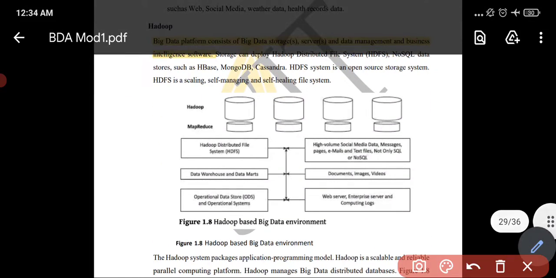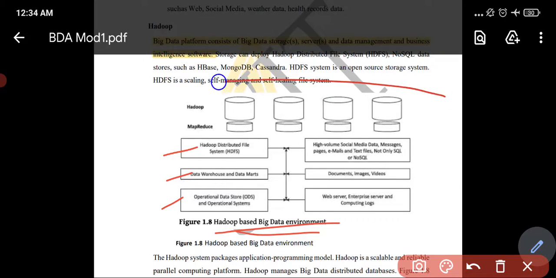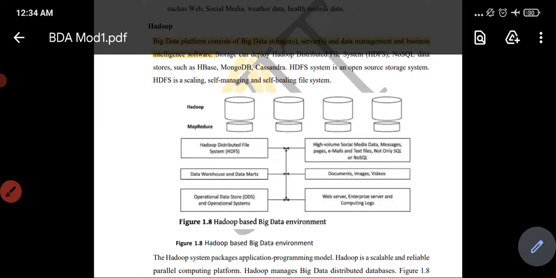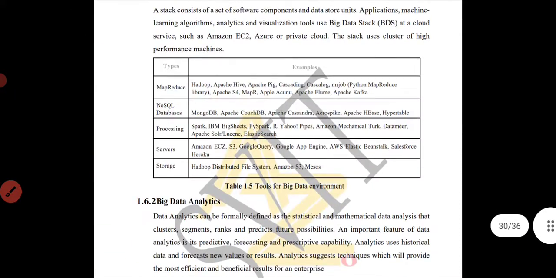And moving on to the next concept, that is Hadoop. Here you have the Hadoop big data environment, the Hadoop distributed file system, data warehouse, and operational data store. Hadoop is dependent on the MapReduce concept, as shown here. Documents and images will be used by this, and high volume will use the Hadoop distributed file system.